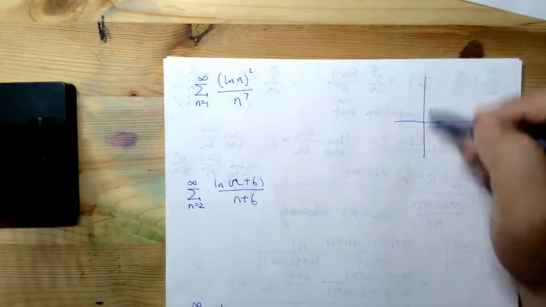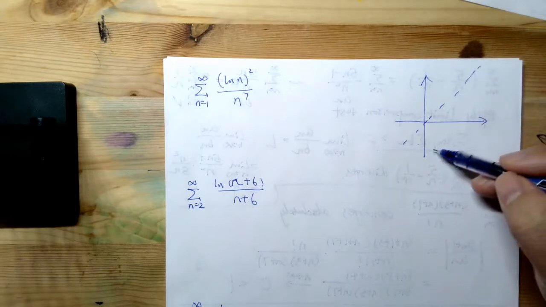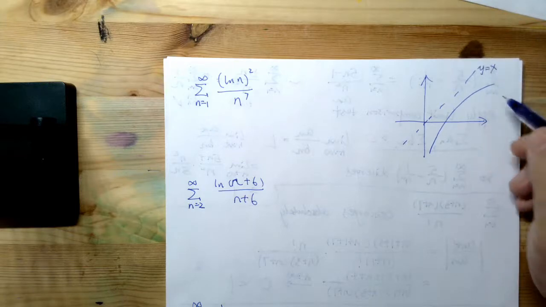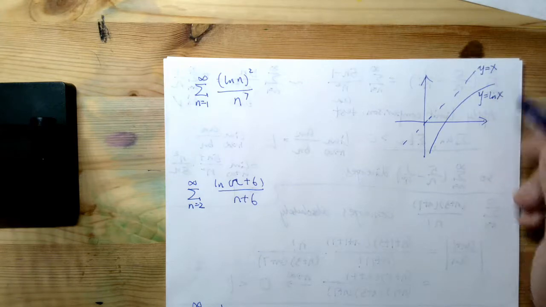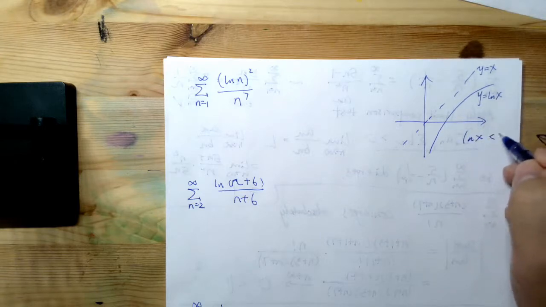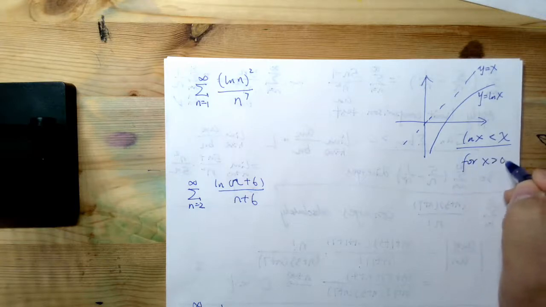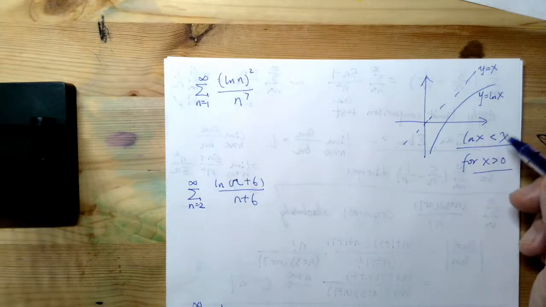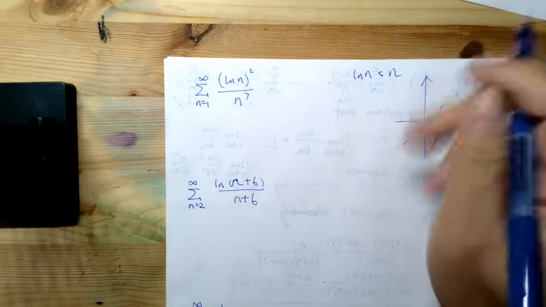If we draw that, we know that the logarithmic function is something like this. This is y equals x, and this is y equals ln of x. As we can tell from one inequality, ln x actually is less than x for x greater than 0. With this inequality in mind, what we can get is ln n is less than n.